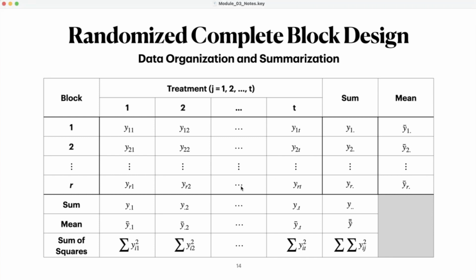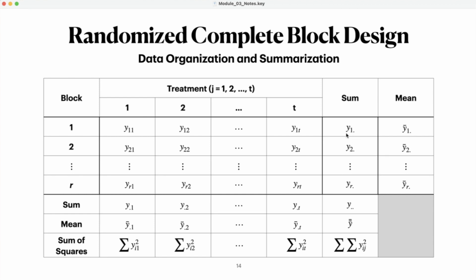Now again, just make sure that you understand that the first subscript here on the responses, on the Y's, corresponds to the block that the observation comes from, and the second subscript corresponds to the treatment that's been applied to the experimental unit. Also note that when we look here at the sums, for example, y sub 1 dot, that is the sum of the observations in the first block. The dot means that we're summing over all the treatments within that block. Similarly, y2 dot is the sum of the observations within block 2, and so forth.